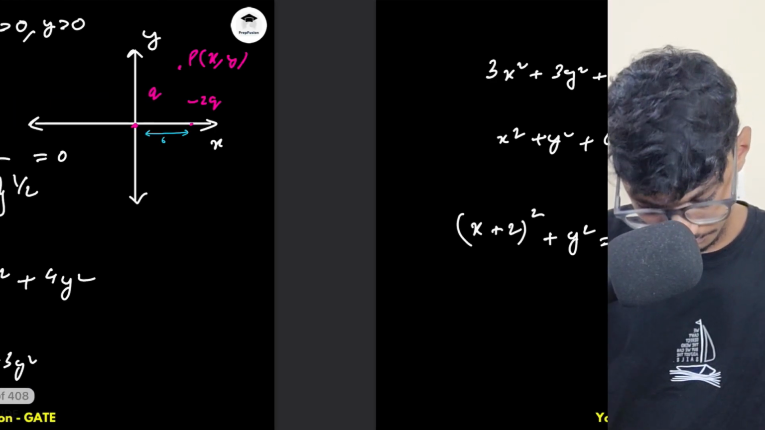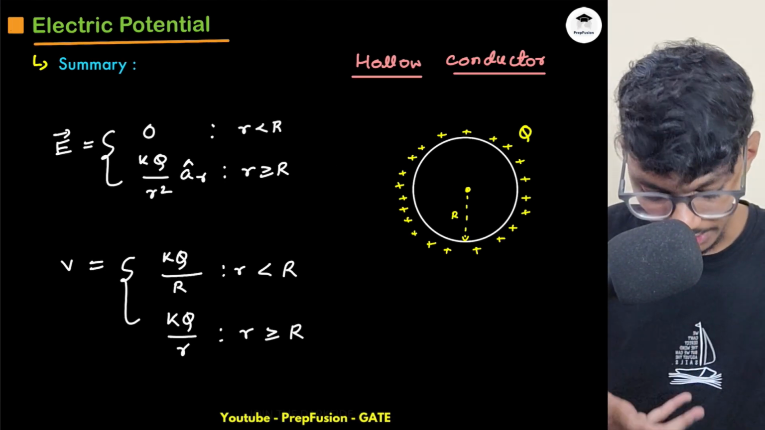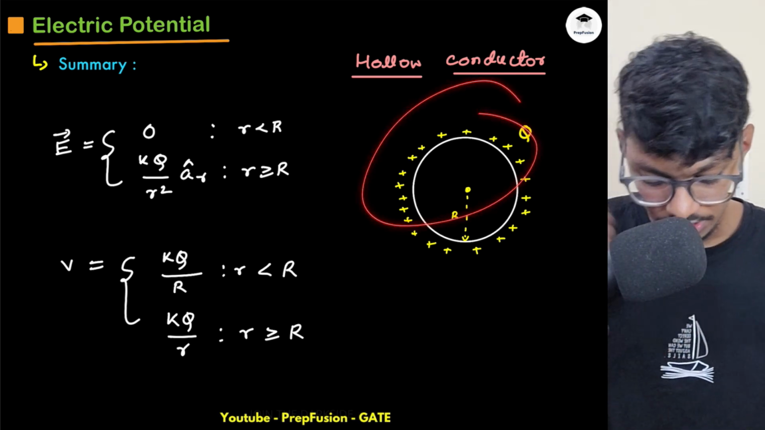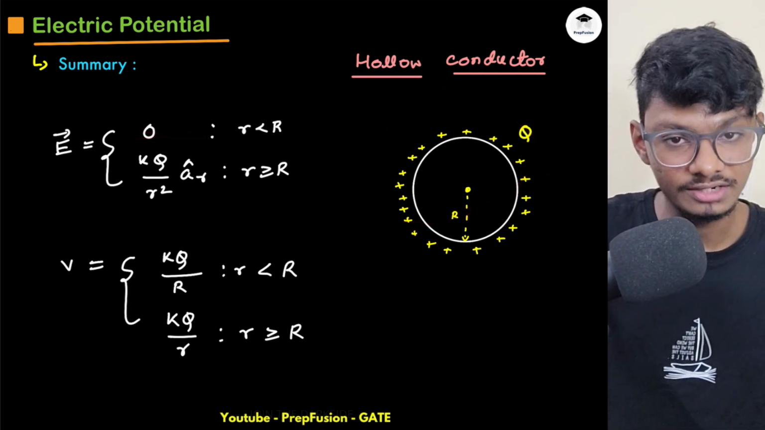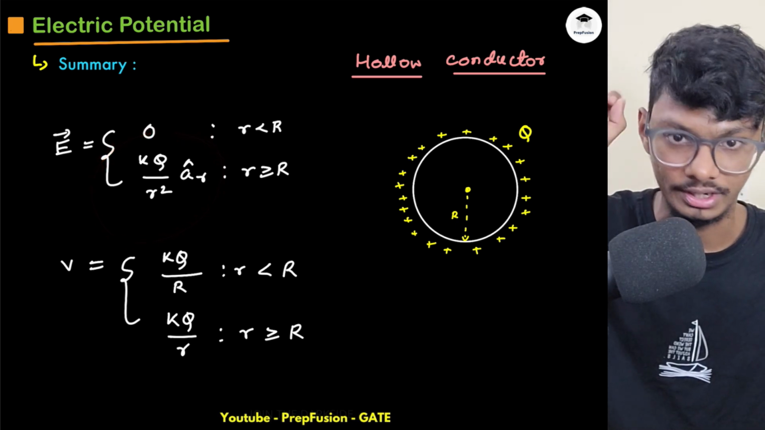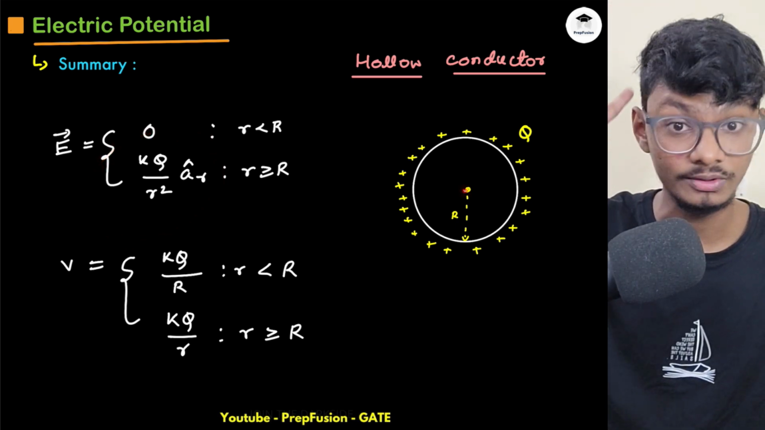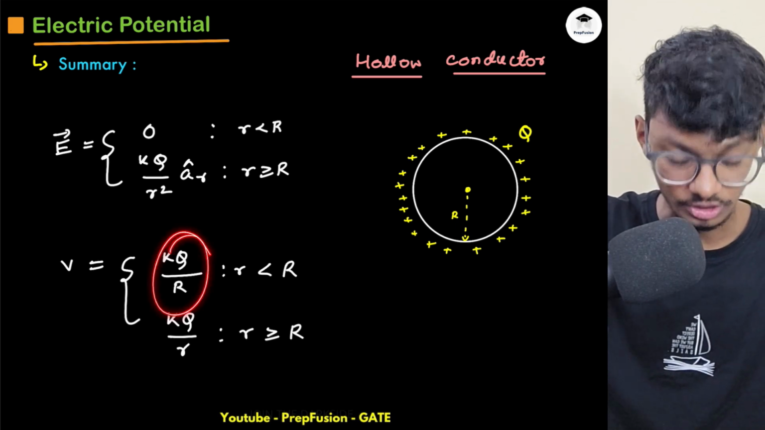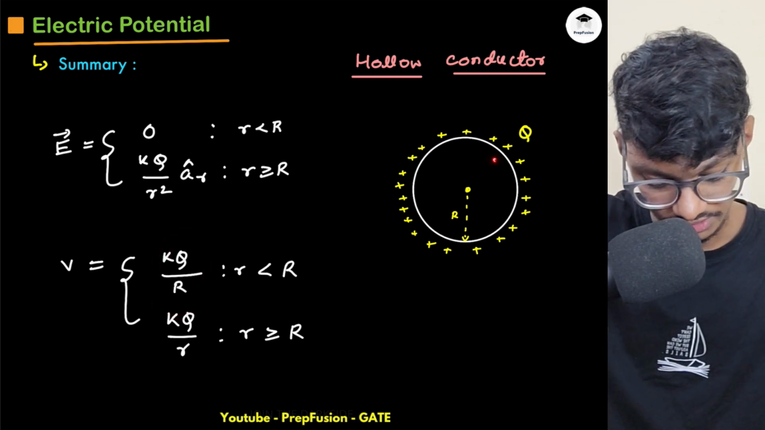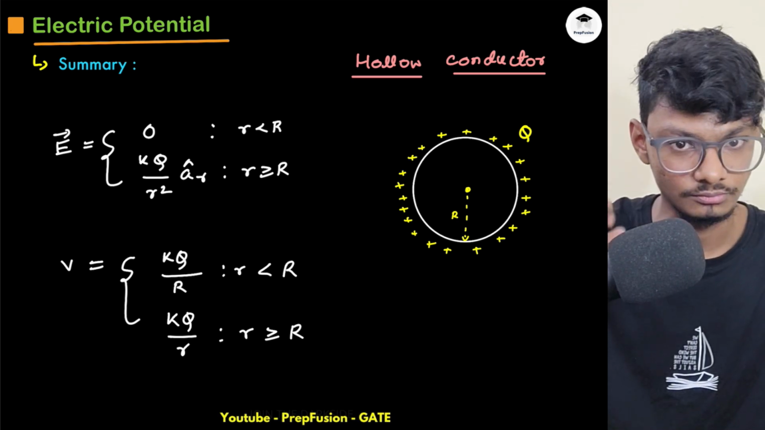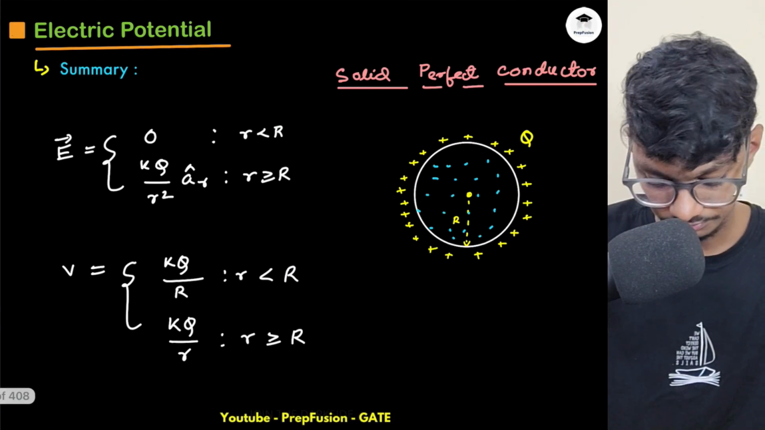So in summary, one important point about this is valid for the point charge as well: the electric field will be zero inside, and the electric field outside will be simply kq by r square in the r cap direction. Potential inside will be constant. It will not change. That is, it will be kq by R, whatever the potential at the surface. And potential outside will be simply kq by small r. That's just the formula we have used.